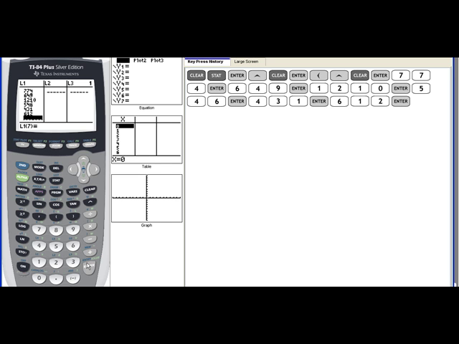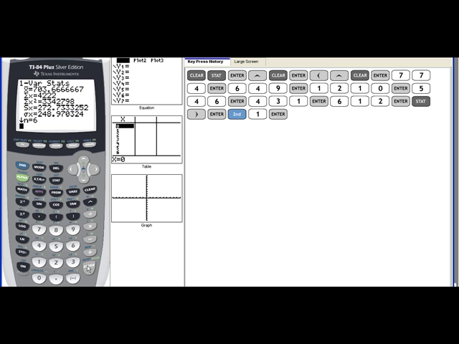Okay, now we go to Stat. We want to calculate. We want one variable stats. We can put in L1 or you can just leave it blank. And I'm going to press enter. Okay, now to find the sample standard deviation, sample standard deviation is the 272.7.